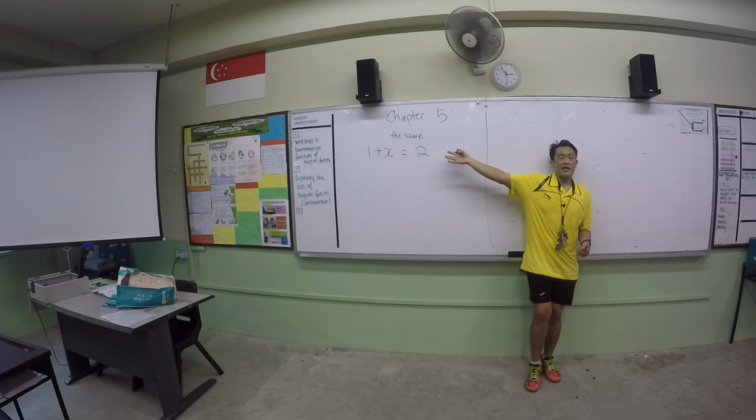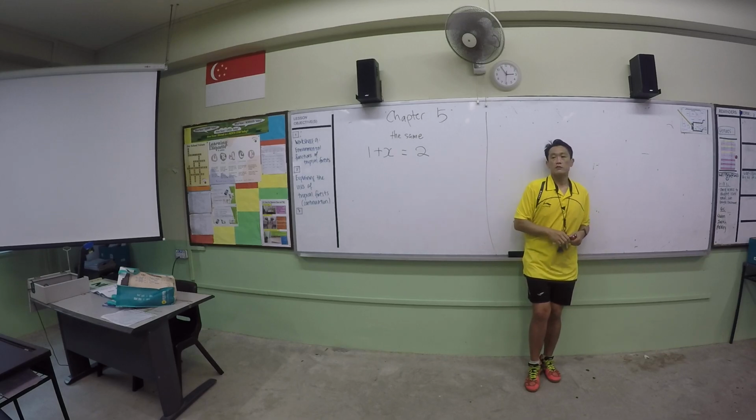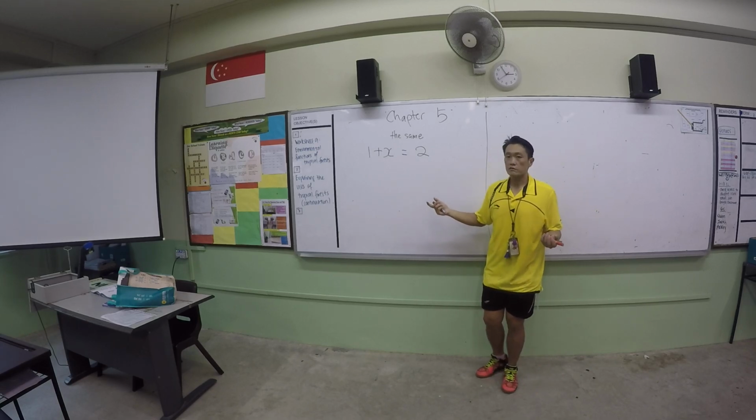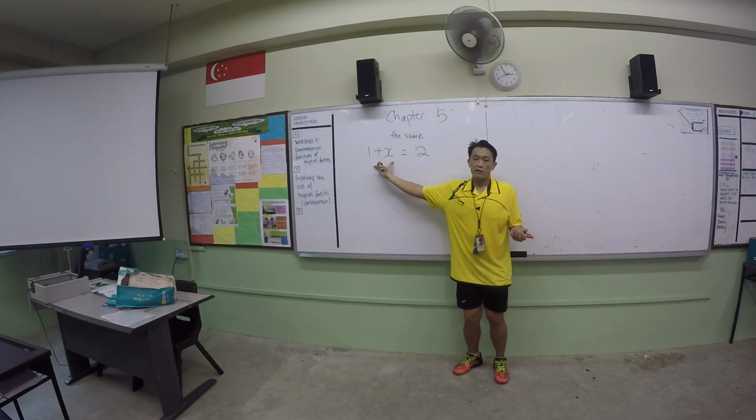Why do you all know what is x? Because 2 minus 1 equals x. Why do you need to think so complicated? 2 minus 1 equals 1. That's math. I like thinking very complicated.